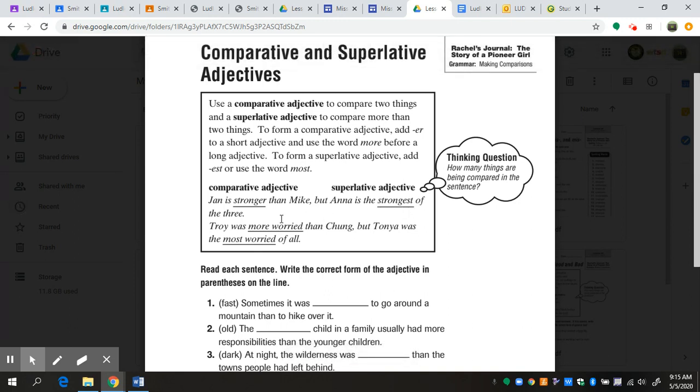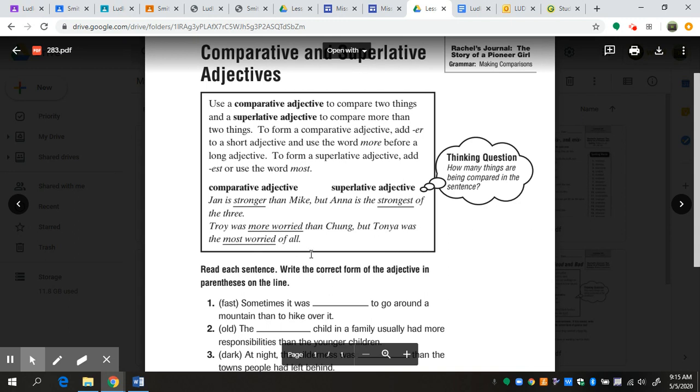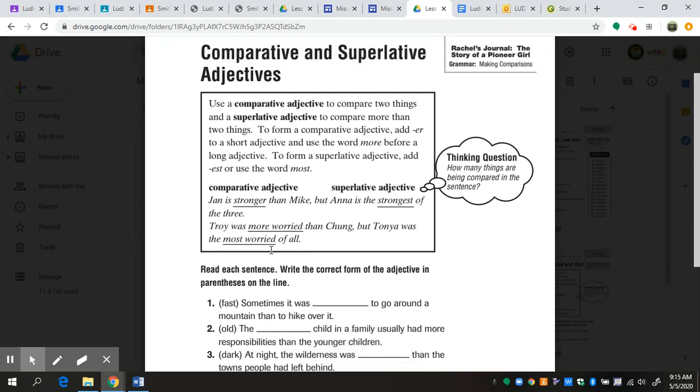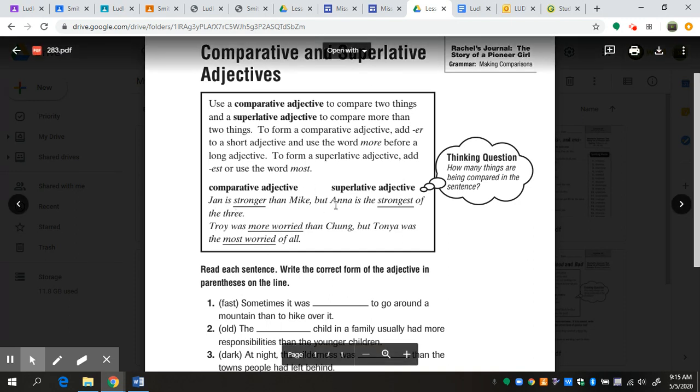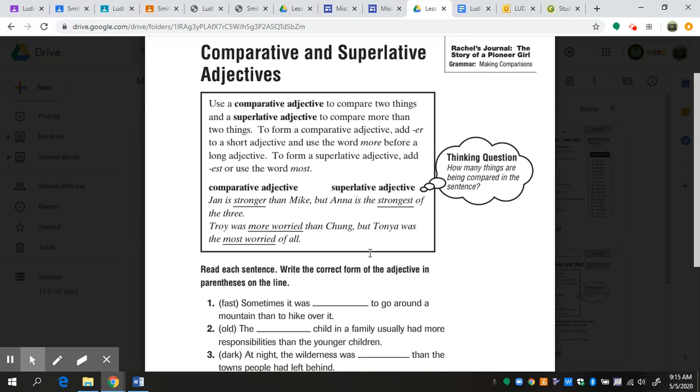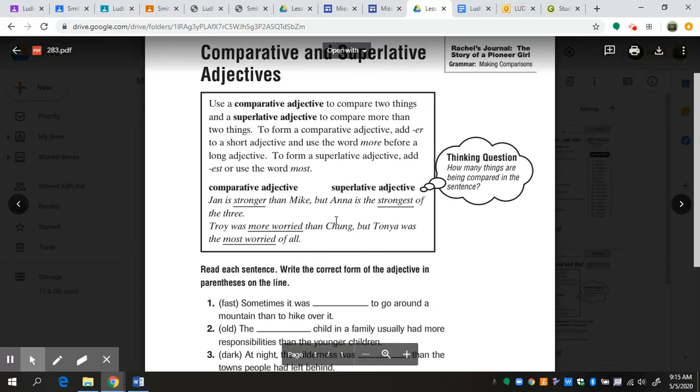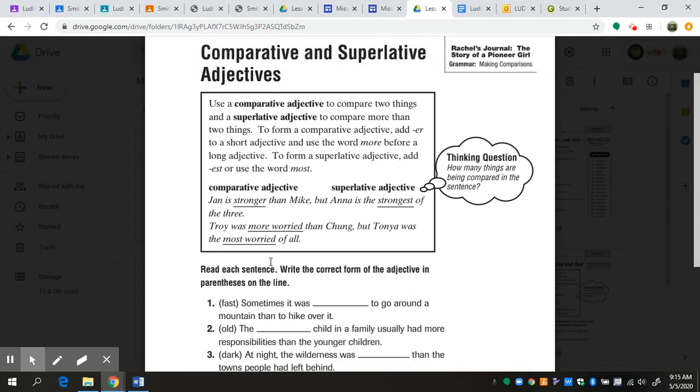Now let's look at it while using the words more and most. Troy was more worried than Chung. So I'm comparing Troy to Chung, and he was more worried, but Tanya was the most worried of all. This is a superlative phrase. So the first one is comparative. I'm comparing Troy to Chung. That's one person to one person. And the second one, I'm comparing Tanya to all three of these people. So three in total. So the most worried of all.